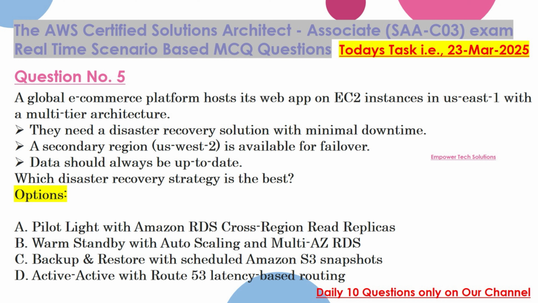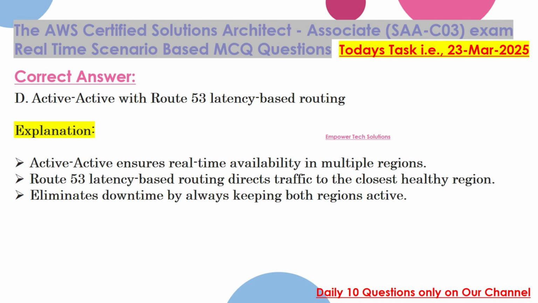Options: A. Pilot Light with Amazon RDS cross-region read replicas. B. Warm Standby with auto-scaling and multi-AZ RDS. C. Backup and Restore with scheduled Amazon S3 snapshots. D. Active-active with Route 53 latency-based routing. Correct answer: D. Active-active with Route 53 latency-based routing.